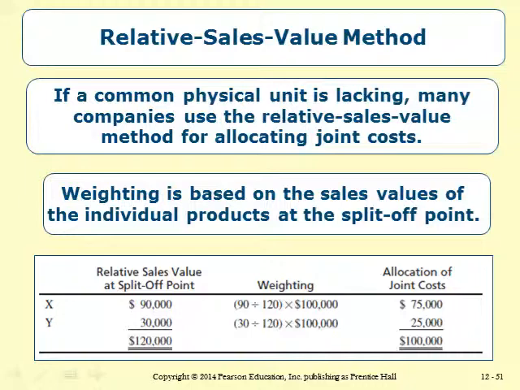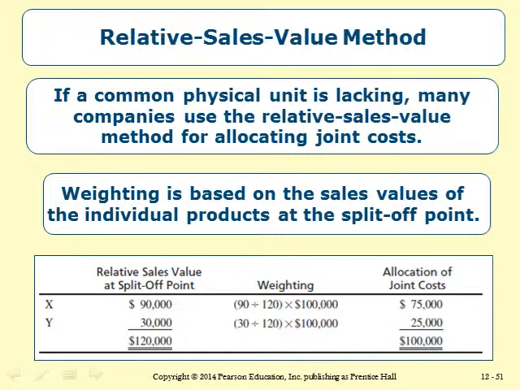The physical unit method requires a common physical unit for measuring the output of each product. For example, board feet is a common unit for allocating the cost of logs to a variety of products in the lumber industry. However, sometimes a common physical unit is lacking. And so where that's the case, we can also use the relative sales value method when we cannot sell one or more of the joint products at a split-off point.